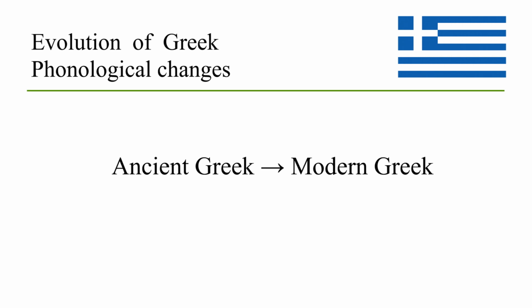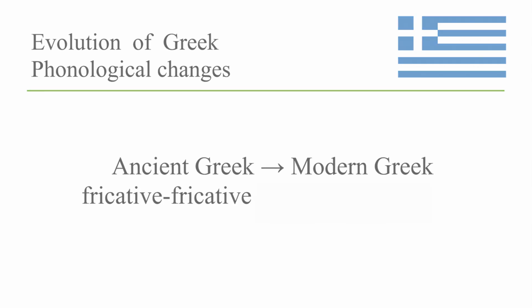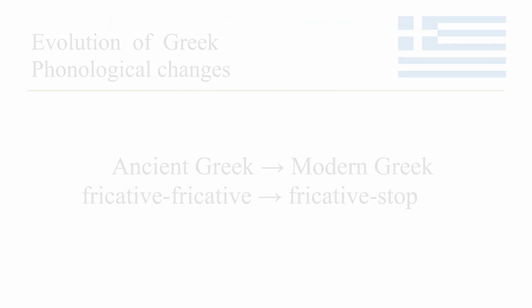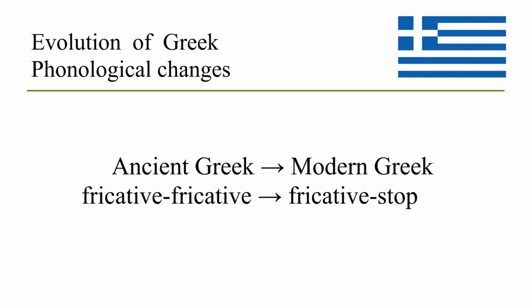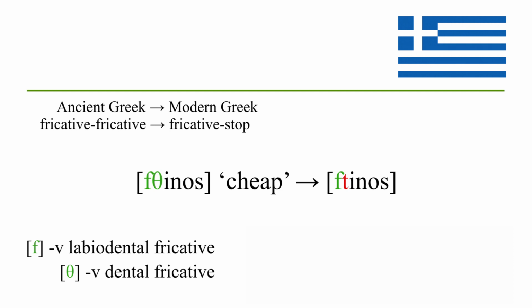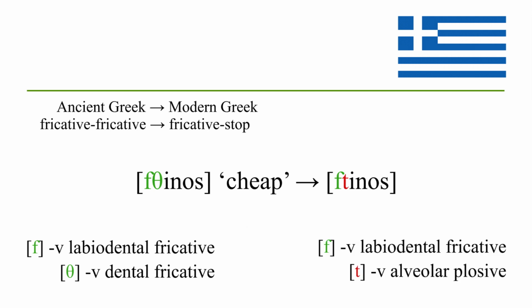So, for example, whenever in ancient Greek you have a fricative sequence, these are the fricative sounds, just for reference, in modern Greek it becomes fricative followed by stop. The word for cheap in ancient Greek is phthinos. It becomes ftinos in modern Greek. As you can see, the ancient Greek version has fa and tha, which I've color coded. Both are fricatives.